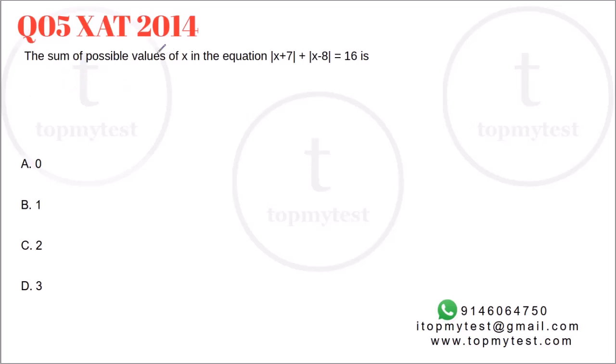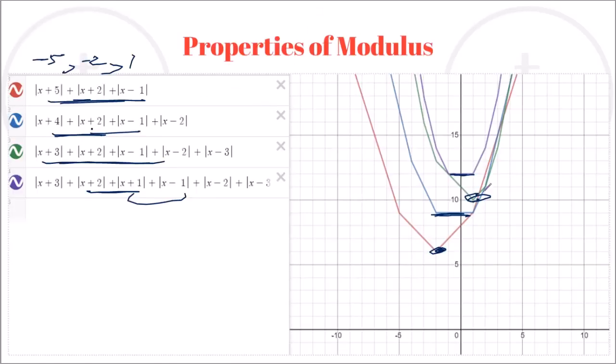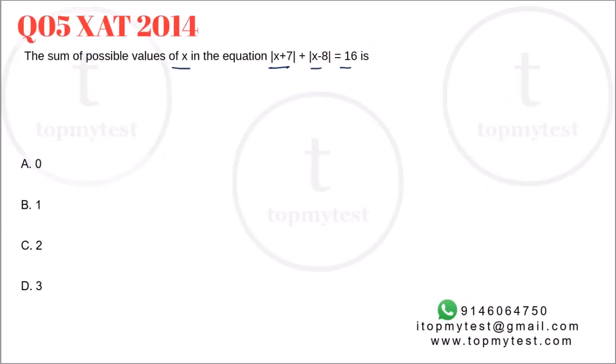And the last one: the sum of the possible values of x in the equation modulus of x plus 7 plus modulus of x minus 8 is equal to 16 is how much? This is a direct application of this property. We know that there is going to be a flat value between x is equal to minus 7 and x is equal to 8, and after that it will increase.